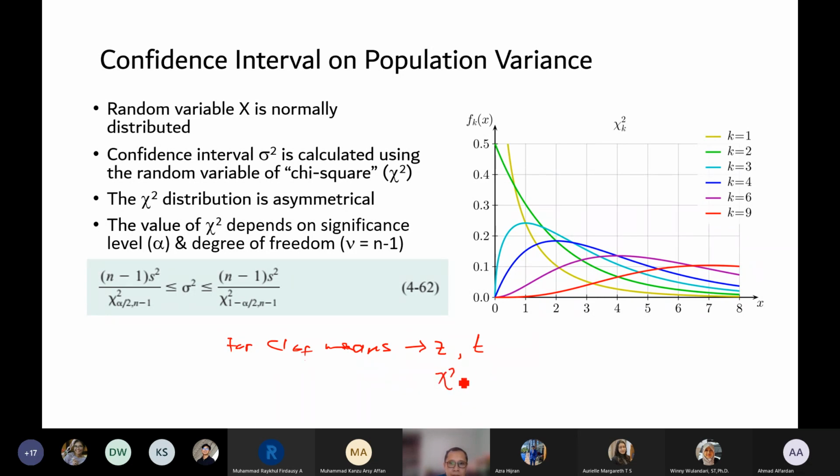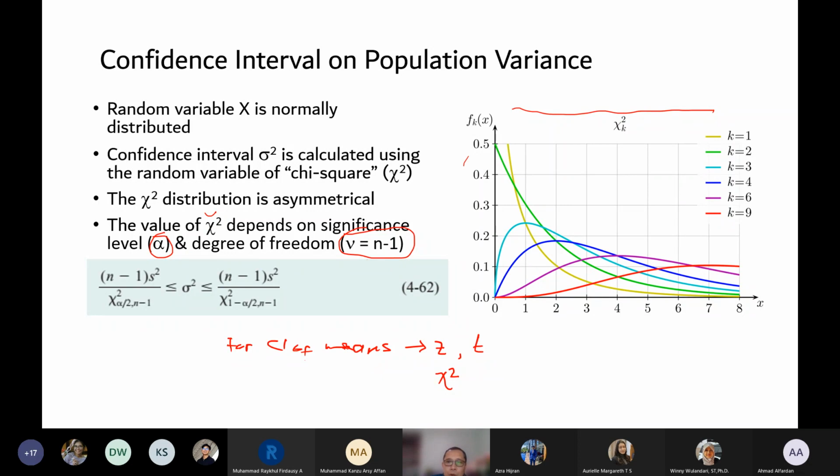This is the Greek letter chi. And this is the shape of the chi-square distribution. As you can see, it is not symmetrical, right? It's asymmetrical, and it also depends on the degree of freedom. So the value of chi-square depends on the significance level and the degree of freedom. Again, in this case, the degree of freedom is calculated as n minus 1. Now, everybody follow me so far?